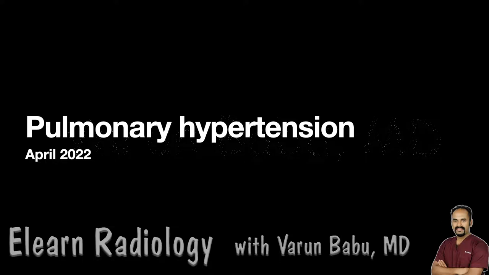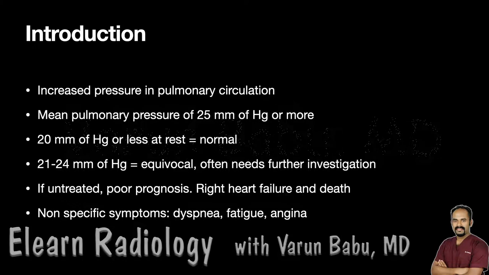Pulmonary hypertension. An increase in the pressure in the pulmonary circulation is called pulmonary hypertension. 20 millimeters of mercury or less at rest is considered normal. 21 to 24 millimeters is equivocal and often needs further investigation. When the mean pulmonary pressure is more than 25 millimeters of mercury, we call it pulmonary hypertension.